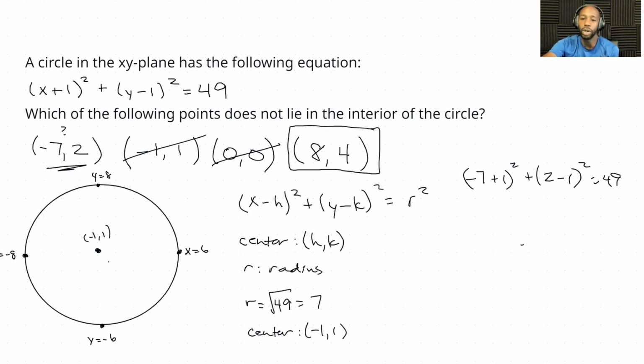So -7 plus 1 is -6. -6 squared is 36. 2 minus 1 is 1. 1 squared is 1. So 37 equals 49. This is less, therefore this is interior. Okay, so that means all of these points are indeed inside the circle. This one is outside. Let me know if you got it.